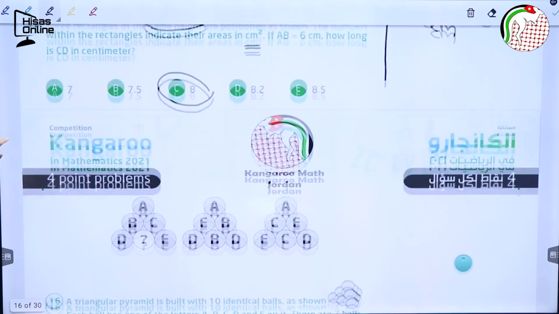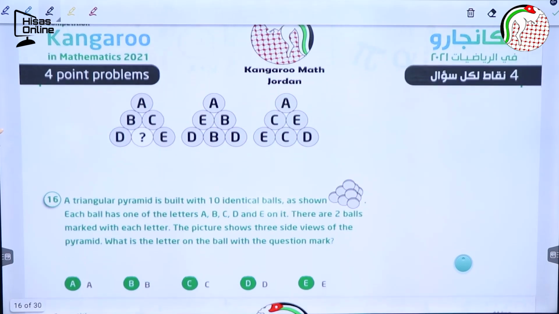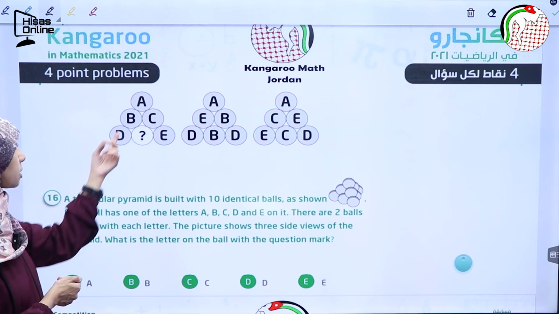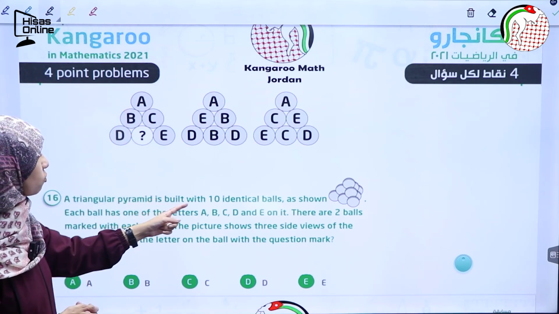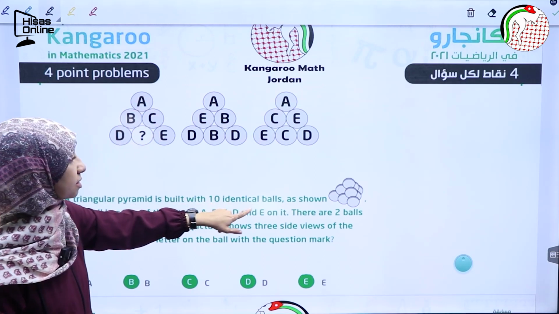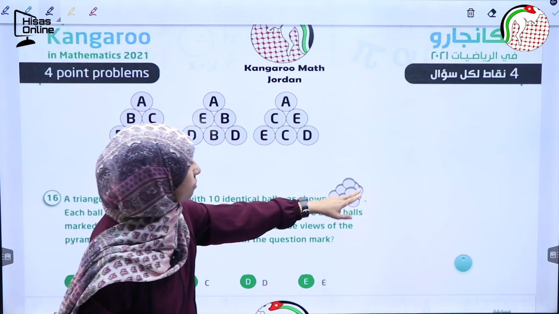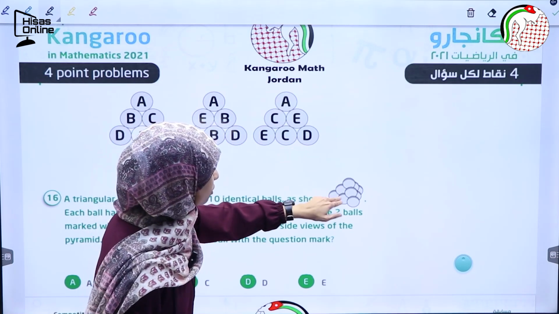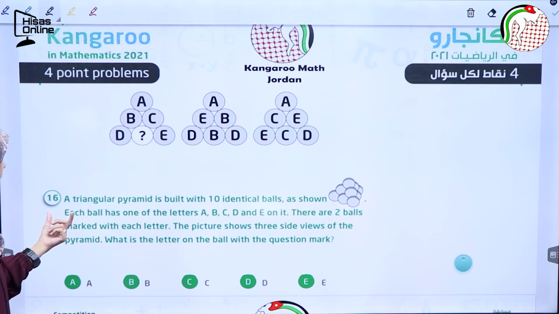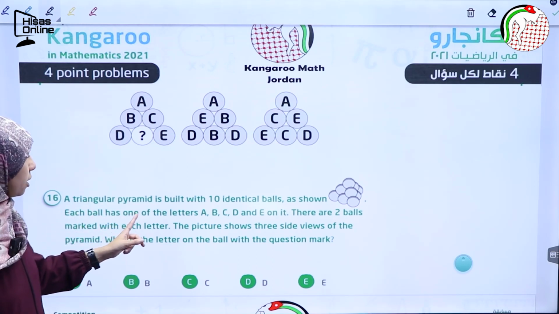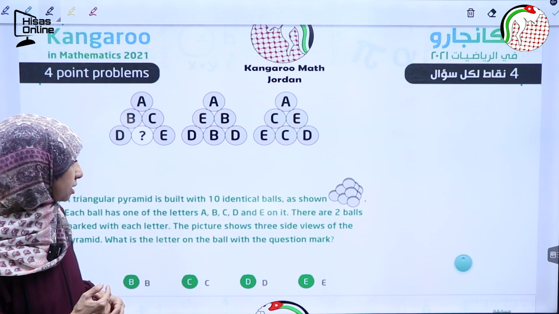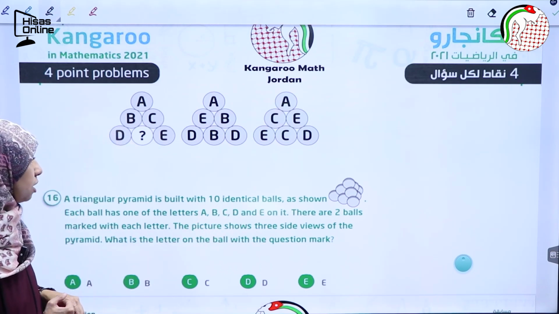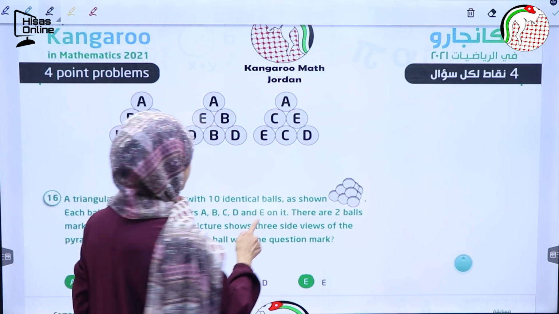Move to question 16. Question 16. This is a triangular pyramid which is built out of 10 identical balls as shown here on the top, as you can see in this 3D shape. Now, each ball has one of the letters A, B, C, D, and E. We have those balls A, B, C, D, and E.